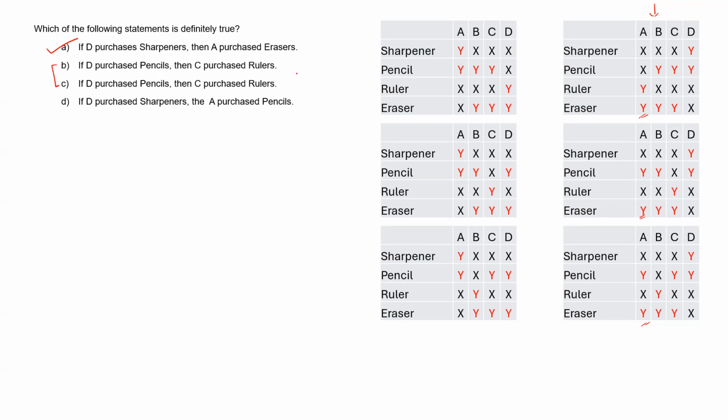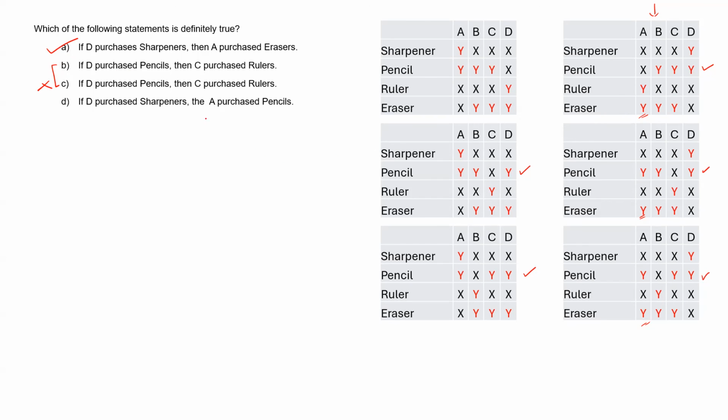So if D purchases pencils, which all cases are those? One is this case, the other one is this case, right? Then you have this one, and then you have this one here, and then you have this one here. So D purchases pencils, then C purchases rulers. C purchased rulers in some cases, but in some cases C has not. So this you cannot say is definitely true. It may or may not be true.